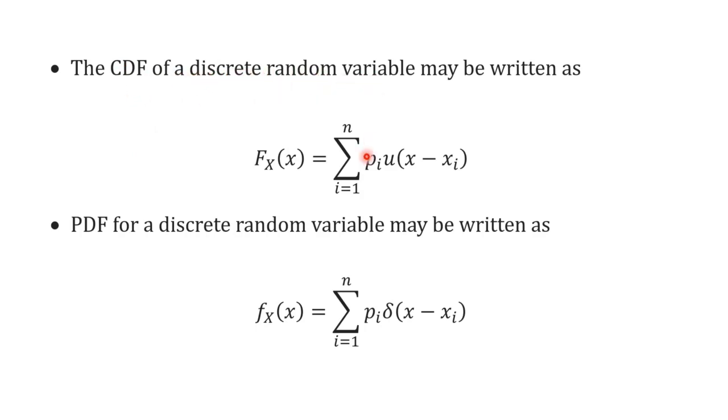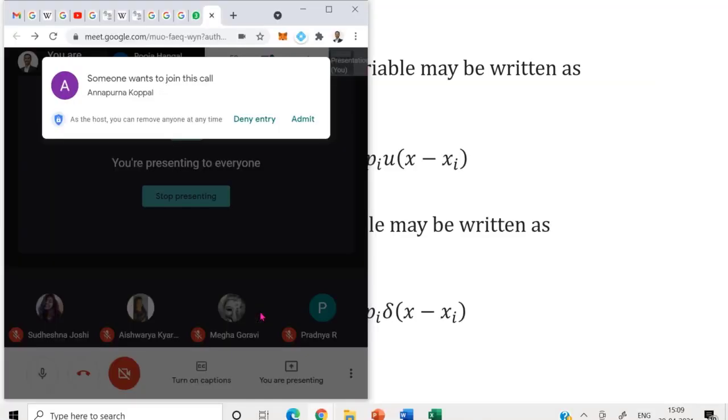The CDF of a discrete random variable is this expression. The PDF, the probability density function of a discrete random variable, is this equation. The only difference is that here the unit step function is used and there the delta function is used. Here capital F is used, there lowercase f is used. That's the only difference.